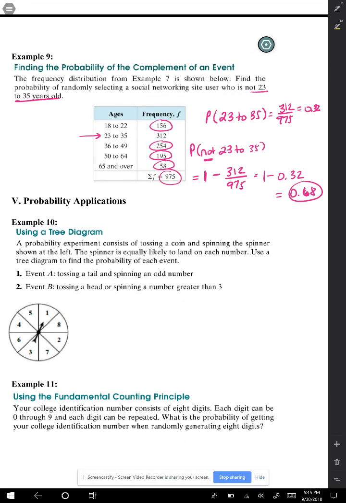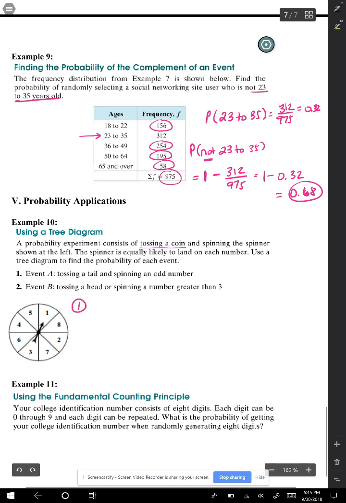And then finally here, we're going to look at a couple of applications. On example 10, it says using a tree diagram. And we're not actually going to write out the tree diagram because this one's pretty easy to figure out without the tree diagram, so we won't actually draw it out for the example. So the probability experiment consists of tossing a coin and spinning the spinner shown here at the left. The spinner is equally likely to land on each number, so each of the spaces are the same. Use a tree diagram to find the probability of each event.